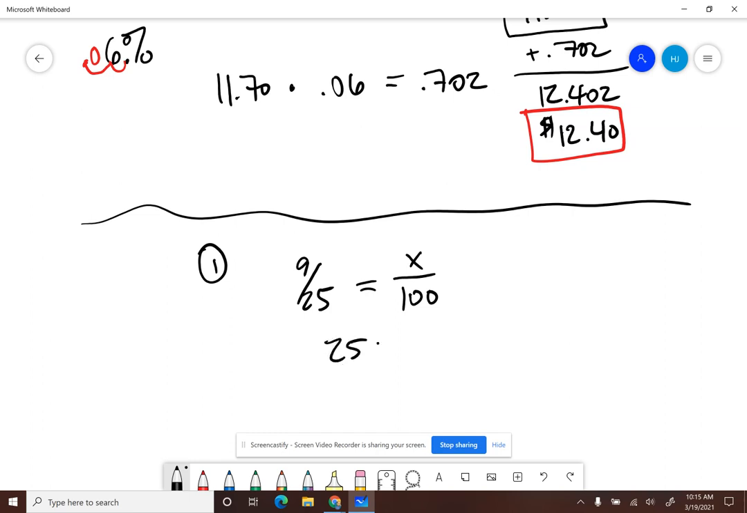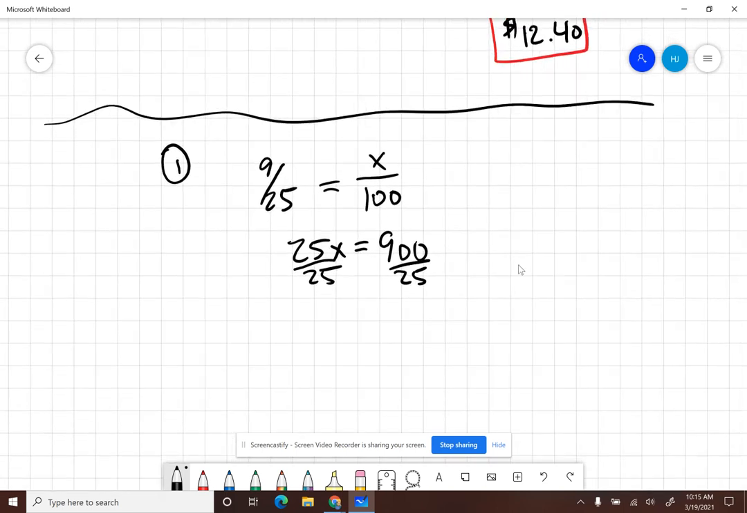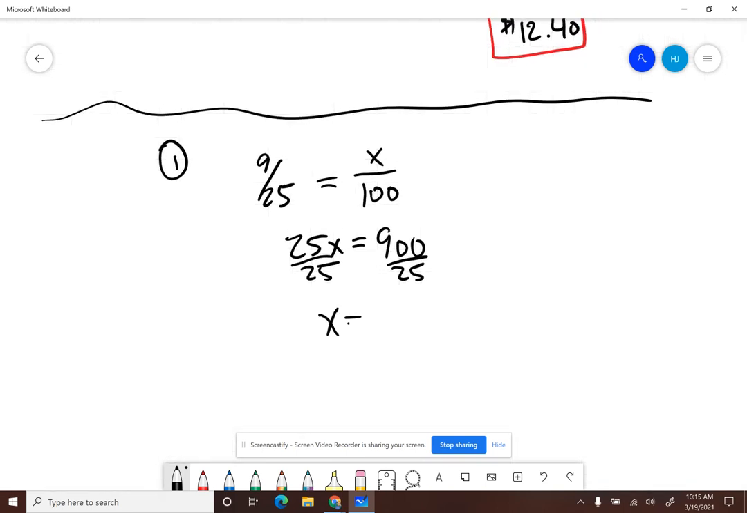I can multiply 25 times x and then 9 times 100, divide by 25. I know I'm doing this quick, but you can obviously pause the video and kind of work through these as well. And so x is going to equal 36%. Okay, so if I'm going from a fraction to a percent, this is what I need to do.